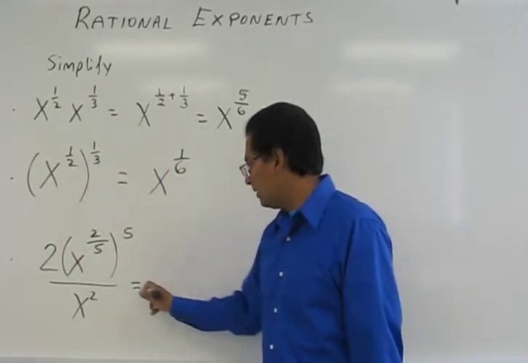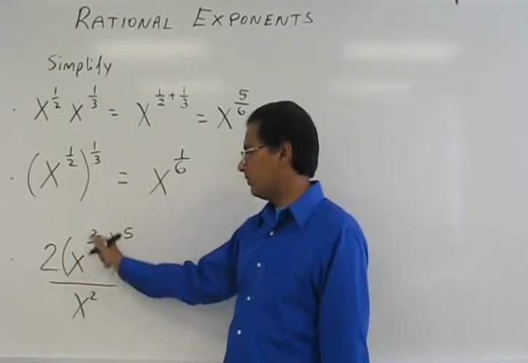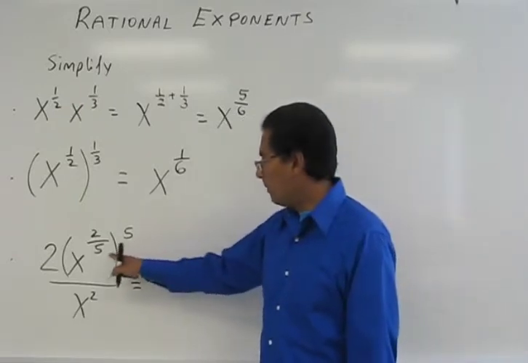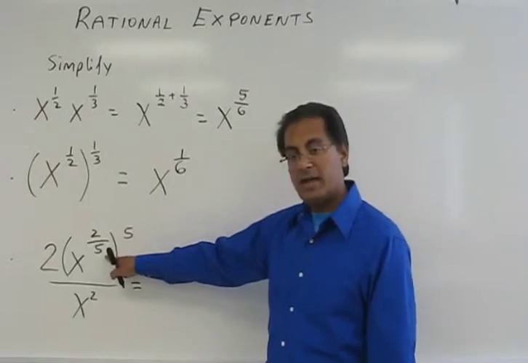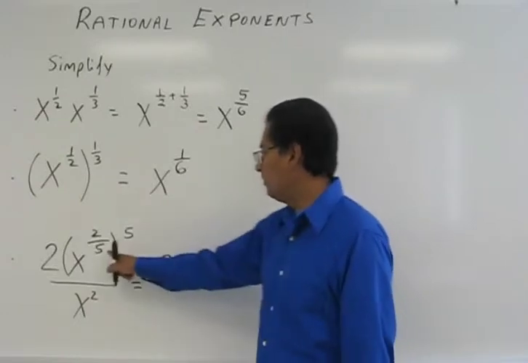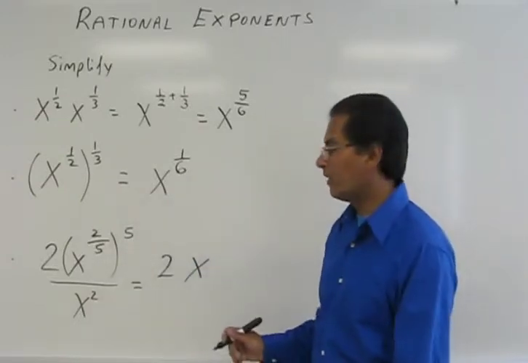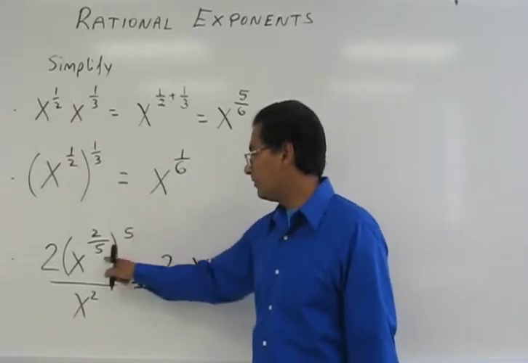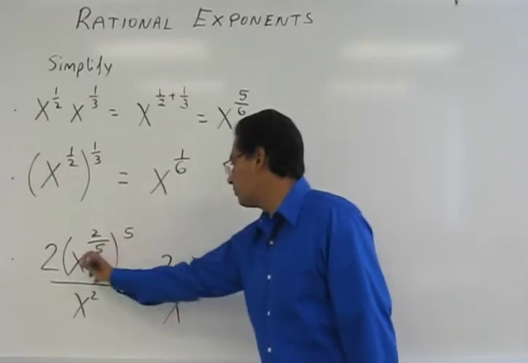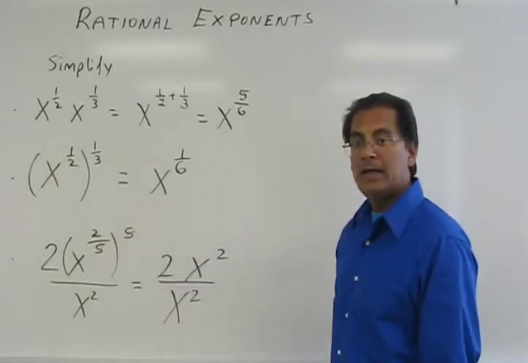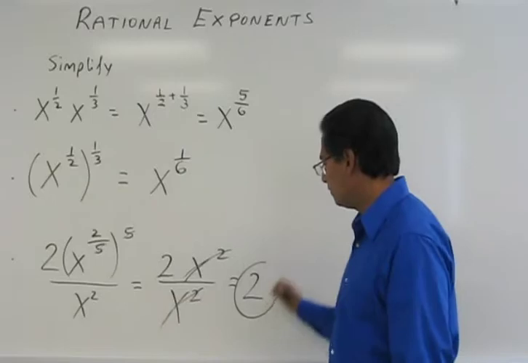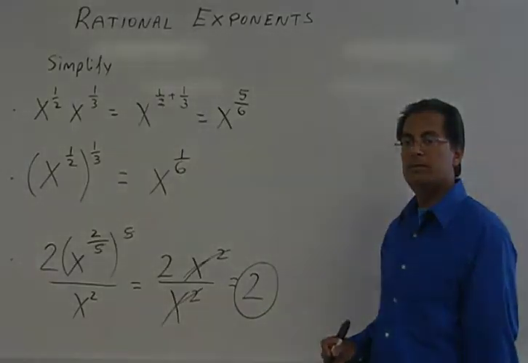This last expression, we're asked to do 2 times x to the 2/5 raised to the 5th power divided by x squared. Well, we multiply the exponents 2/5 times 5 because we have x to the 2/5 raised to the 5th. So we'll have 2 times x to the 2/5 times 5. 2/5 times 5, the 5s are going to cancel, you get 2. So that's going to be 2x squared over x squared. And then x squared over x squared cancels out because that's just 1, and we're left with 2. So that expression simplifies to 2.